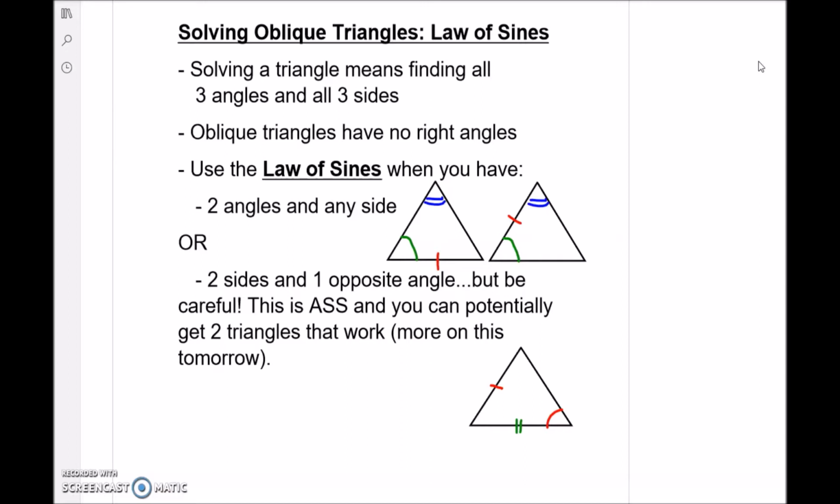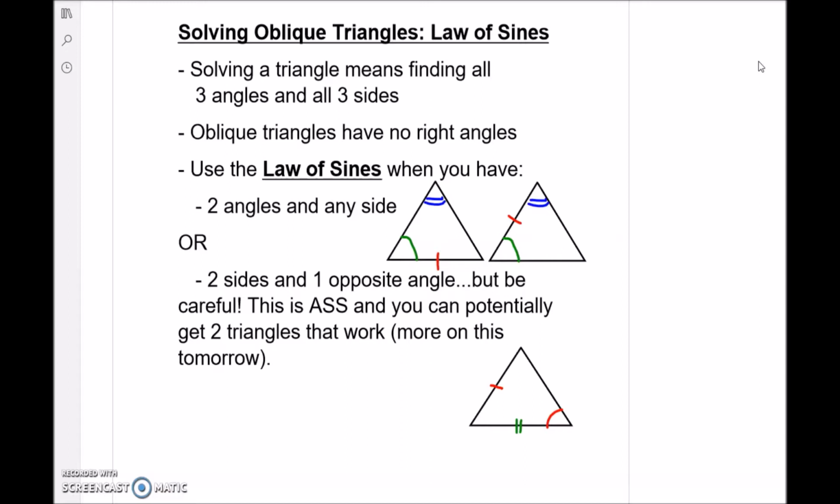If you recall from earlier courses, solving a triangle simply means finding all three angles and all three sides. In the past, we have used trig to solve right triangles, and you probably did that back in geometry. Now we're going to use trigonometry to solve oblique triangles. Oblique triangles are just any triangles that don't have a right angle, so it's just non-right triangles.